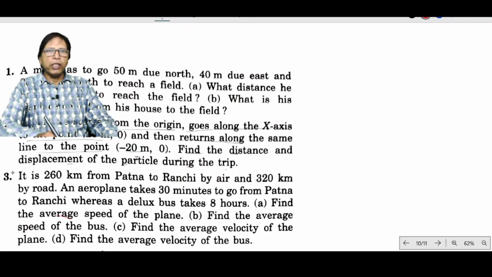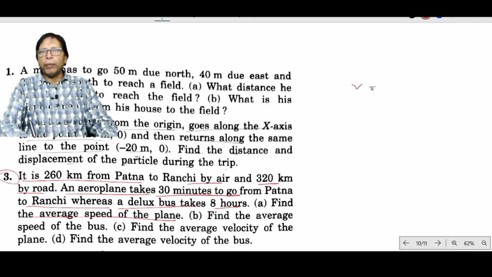Okay. Now HC Verma numerical 3. It is 260 km from Patna to Ranchi by air, 320 km by road. An aeroplane takes 30 minutes to go from Patna to Ranchi, whereas a deluxe bus takes 8 hours. Find average speed of the plane. Now, average speed of the plane is the distance traveled by time taken. Distance for plane is 260 km and time taken 30 minutes, that is the half hour.